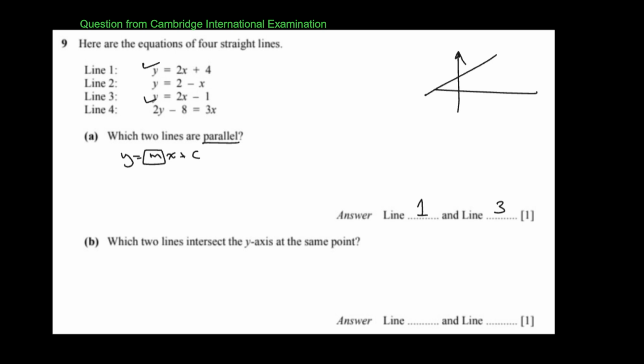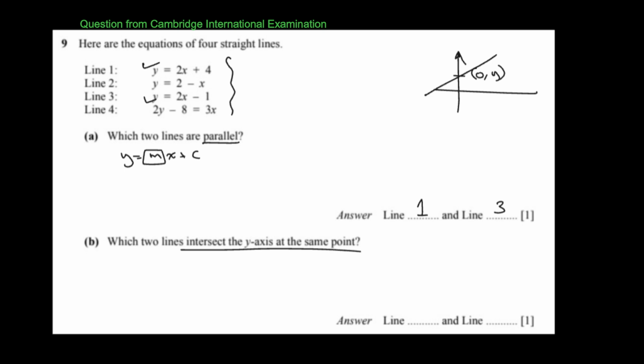So at the y-axis, the x-coordinate is 0, and the y-coordinate gives us the y-intercept. So simply they are asking which two lines have the same y-intercept, or which two lines intersect the y-axis at the same point. So first, I'll rearrange line 4 in the form y equals mx plus c.